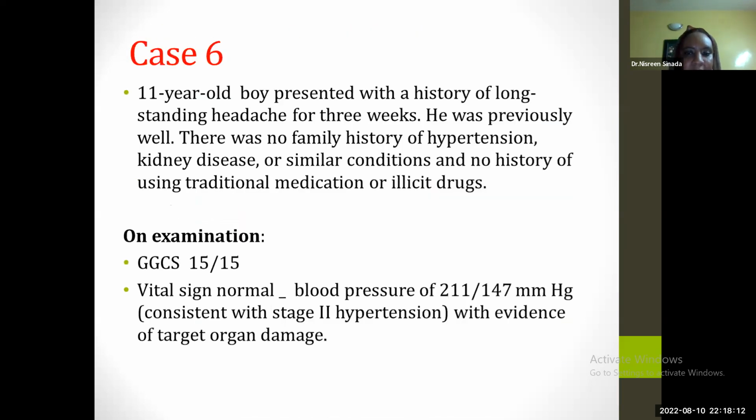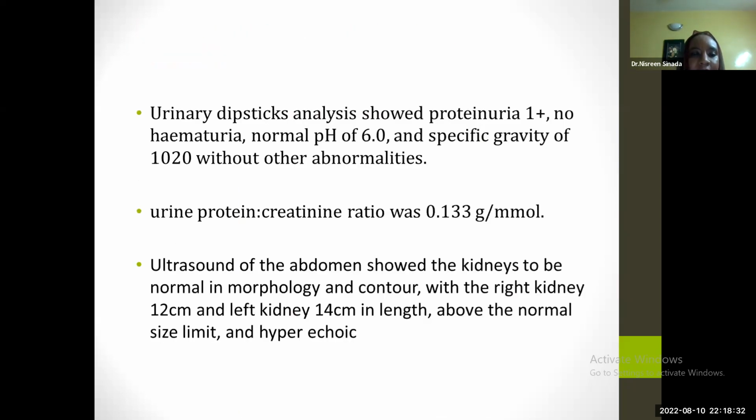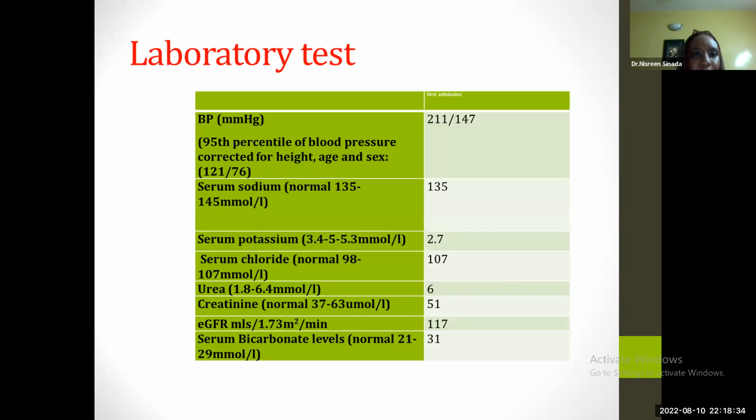It is. We said that it is stage 2 hypertension, and it is a hypertensive emergency. So you need to admit the patient to the ICU or high dependency, and you need to drop the blood pressure in a controlled manner, and you need to start intravenous infusion. At the same time, you investigate the child to know the cause.